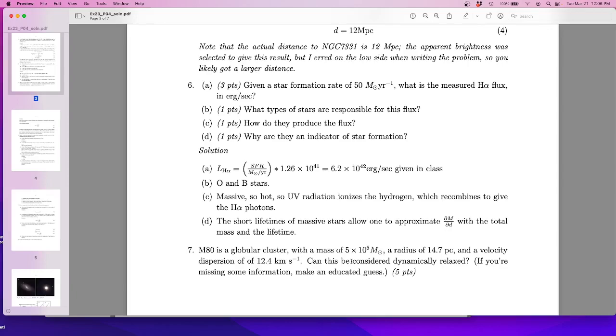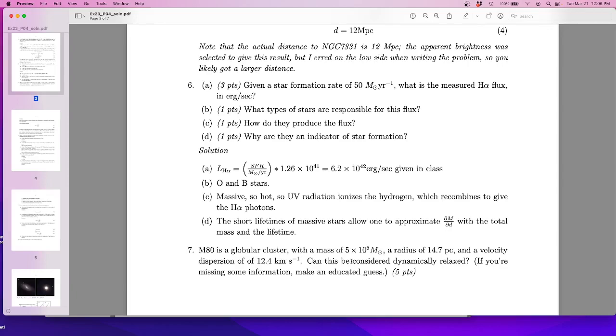pretty reasonable approximation. So T cross is going to be 14 parsecs divided by 12 kilometers per second times 5 times 10 to the 5 over the log of 5 times 10 to the 5, which is 5. And this gives you like 1,000,000 years, which isn't very long, but this is a big number. So now we suddenly have something that's way longer than the age of the universe by a couple hundred billion years. So this says that it's not relaxed.